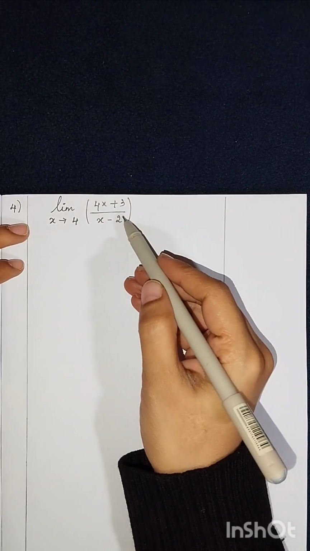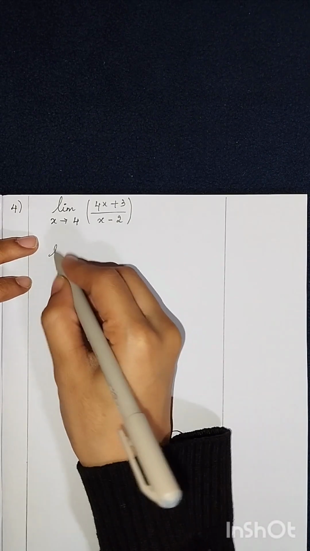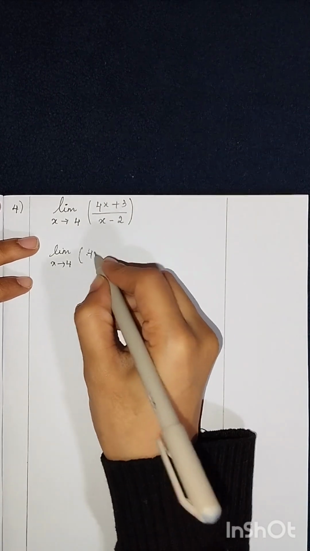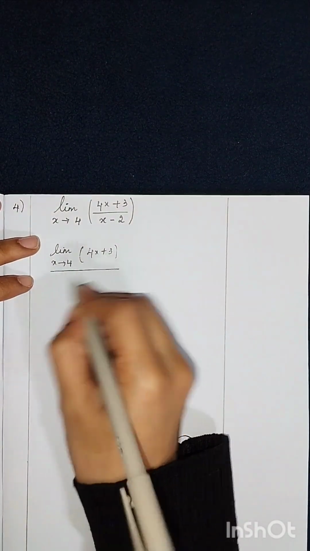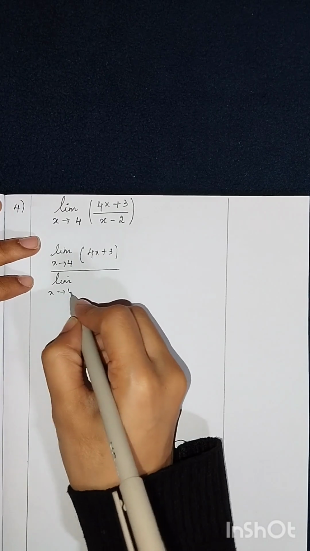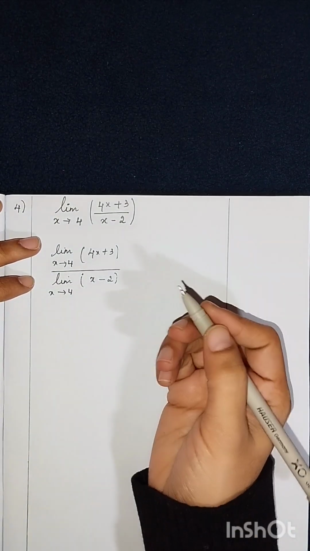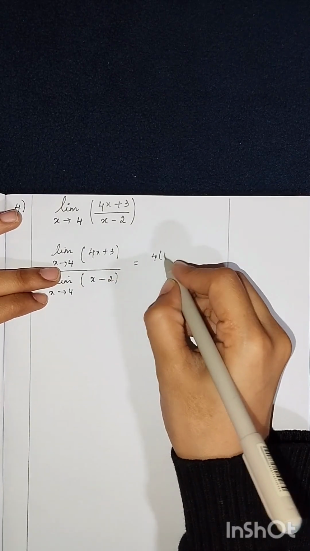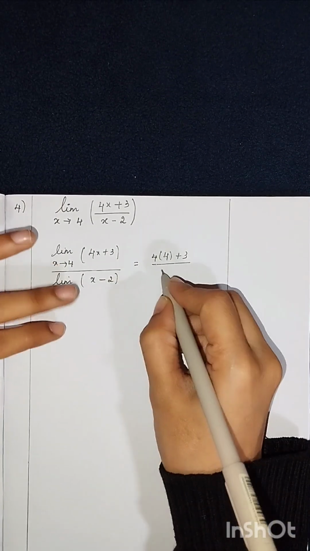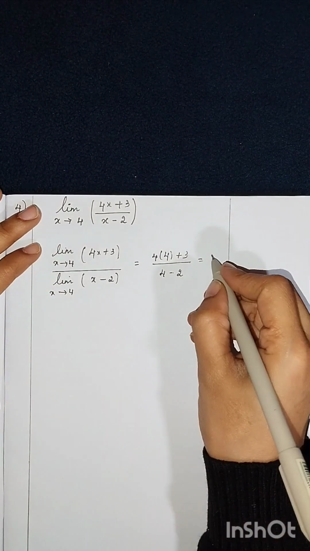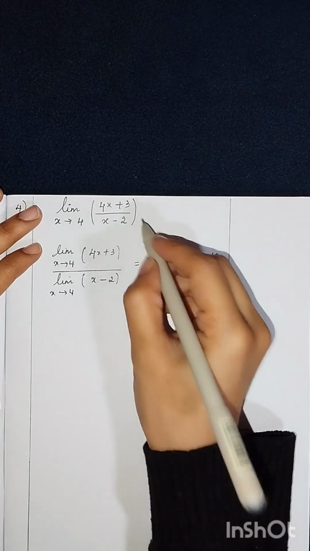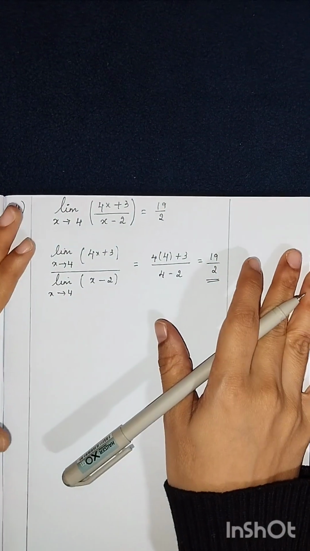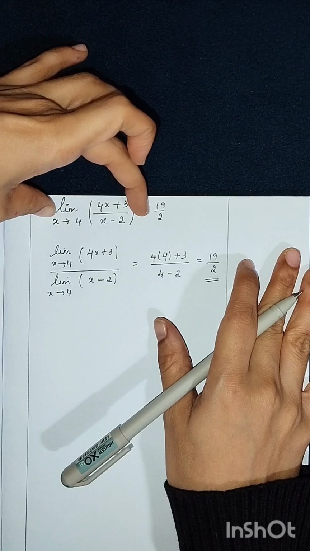So this sum can be solved directly. Limit x tends to 4, we will separate here: limit x tends to 4 of 4x plus 3, divided by limit x tends to 4 of x minus 2, right? Now this will be equal to, we will substitute directly, 4 times 4 plus 3 divided by 4 minus 2. So this is 19 by 2. So 19 by 2 is the limit value, right? But let us understand how we approached from this to this.